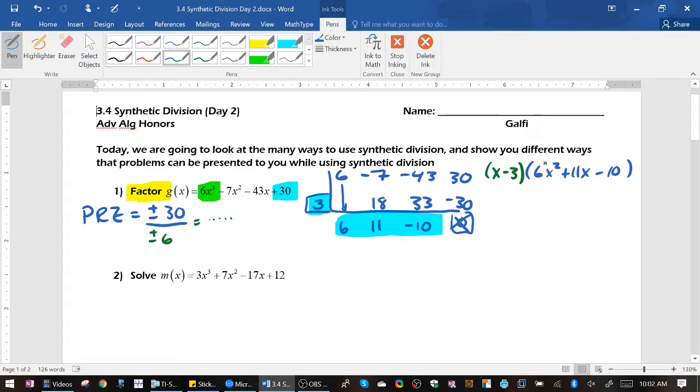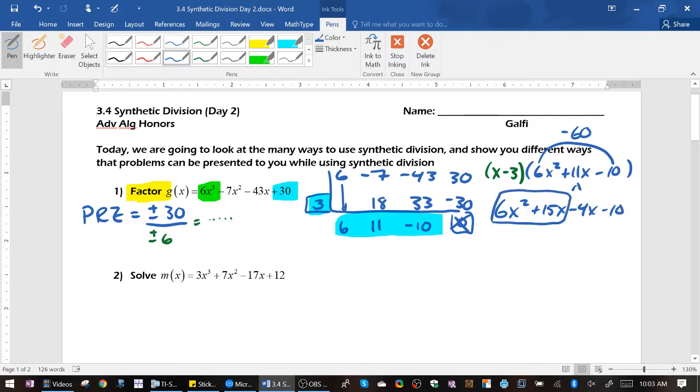I can't factor x minus 3 anymore, so that's done. How about 6x squared plus 11x minus 10? I'm going to factor this using splitting the middle term. So when I multiply these, I get negative 60. And are there factors of negative 60 that add up to 11? There are. So I would get 6x squared, and I'm going to split this up using a positive 15x and a negative 4x minus 10.